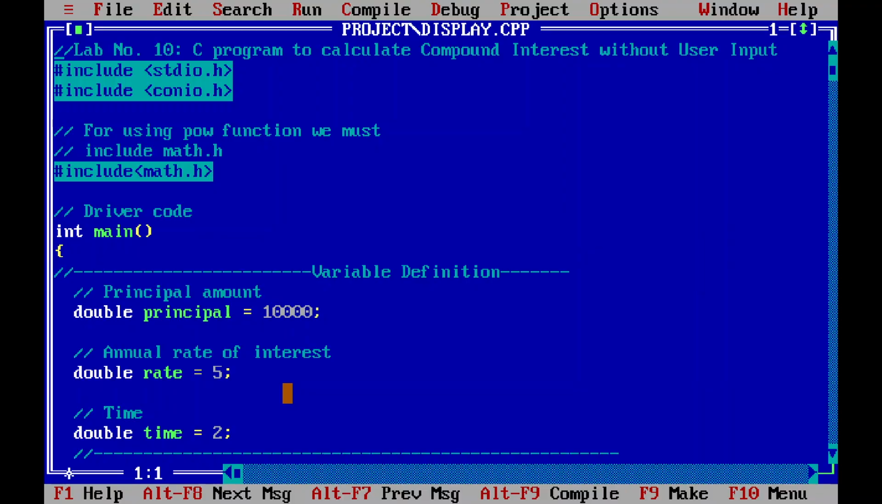Dear learners, I am Ritesh Kumar Ravi, Assistant Professor. Today, our agenda is to discuss the lab number 10 program, and that is a C program to calculate the compound interest without a user input. Sir, we had already calculated the simple interest. Now, what is the meaning of a compound interest?